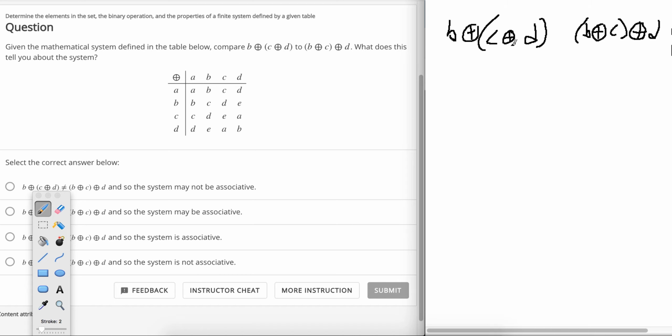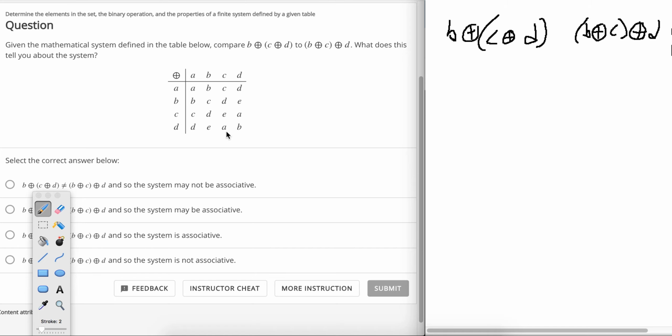Okay, so we're supposed to compare these. You've got to do parentheses first. So this means C on the row, D on the column. That spits out A. Then, going left to right, B on the row, A on the column spits out B. Let's compare that to what we get over here. B on the row, C on the column gives us D. D on the row, D on the column gives us B.